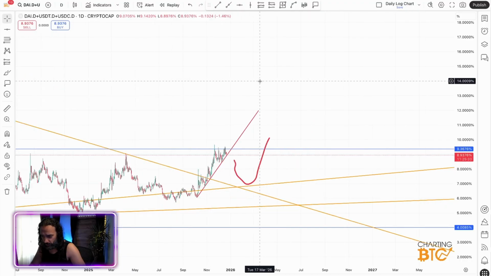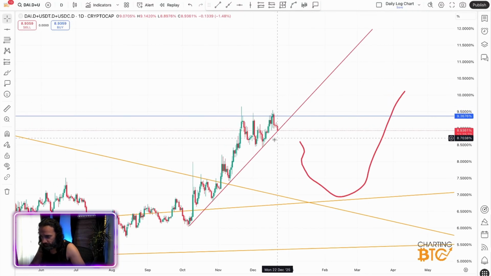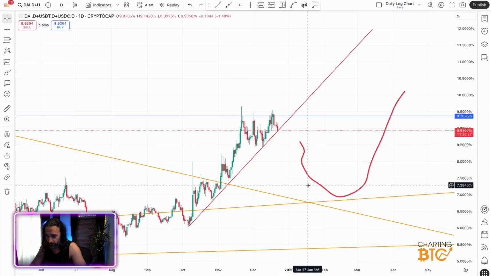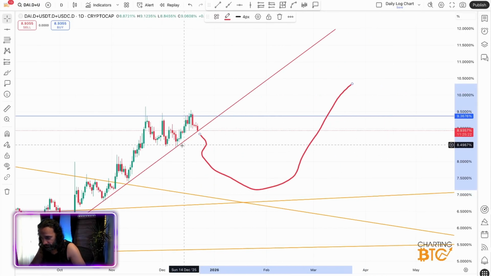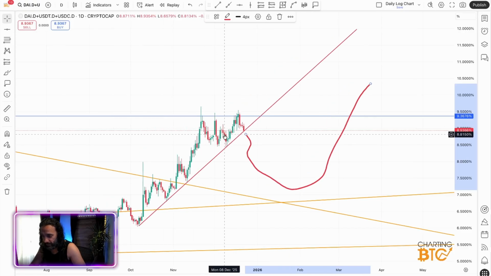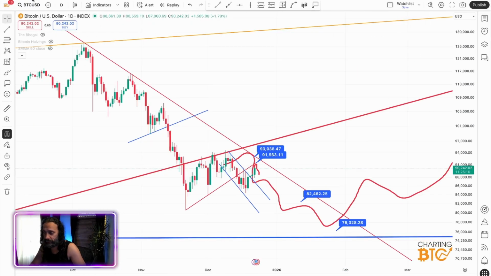Let's quickly look at stablecoin dominance. So this is due a bounce from here. If it does break this, then yeah, Bitcoin could definitely go a lot higher. And so I am keeping an eye on this. This has been acting as support for this stablecoin dominance chart.